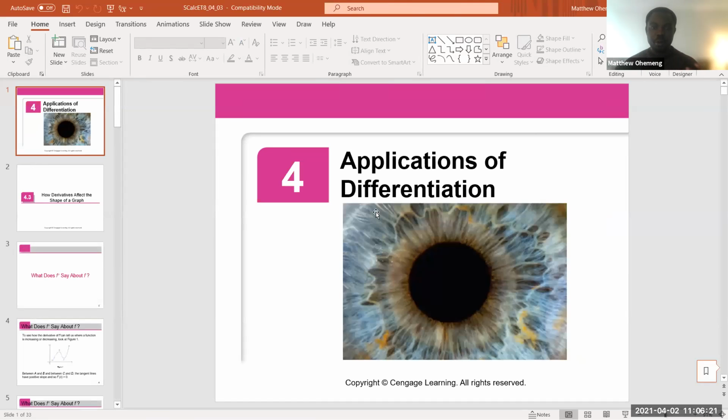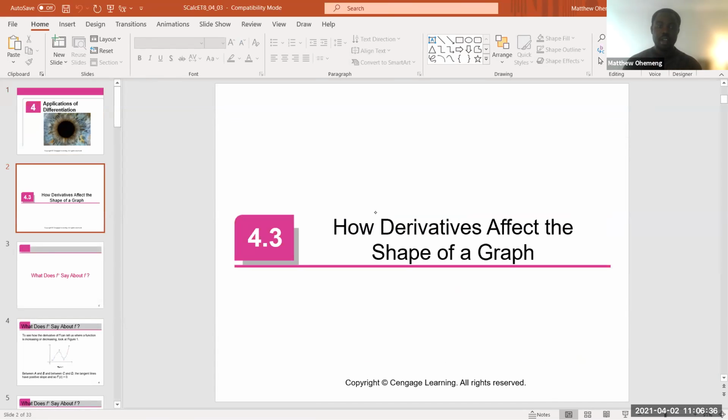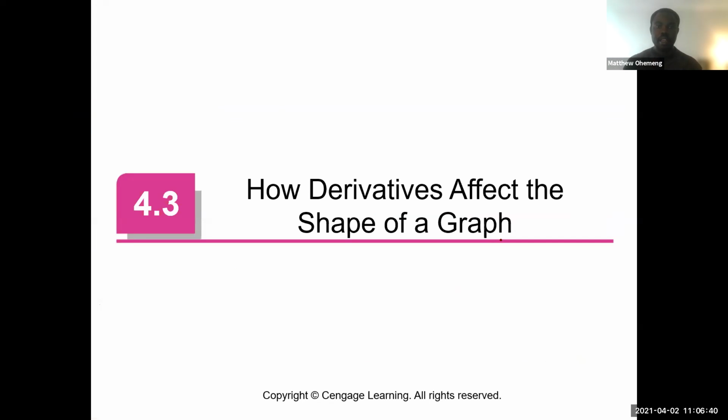Okay, now I'm sharing a new PowerPoint slide, and this one is on 4.3, right? Now, 4.3 will be very key going on. I think on the exam, the content here will be worth about 10 points, right? Okay, so now in 4.3, we are just going to look at how the derivatives affect the shape of a graph, right? How the derivatives affect the shape of a graph.